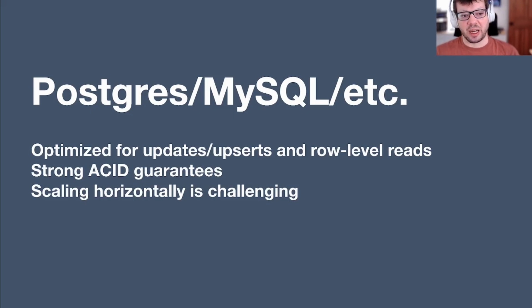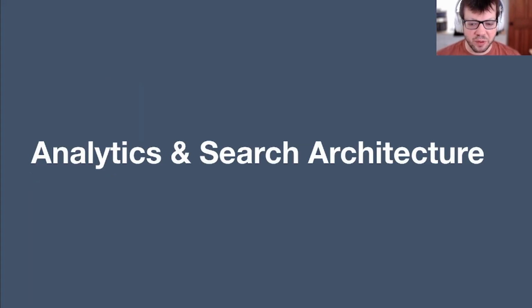This is pretty great. It gives us those ACID guarantees that we need for a transactional database. It's very nicely optimized for updates and upserts and row-level reads, which are the types of use cases that we'd be using one of these databases for. But scaling horizontally is very, very challenging. We don't have those dramatically fast ingest rates that we need for observability, and we don't have the ability to do analytics over billions of rows like we need for observability. So we need something a little bit more purpose-built, right? The first architecture I want to talk about is the analytics and search architecture.